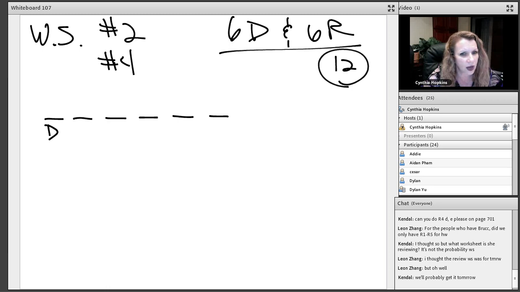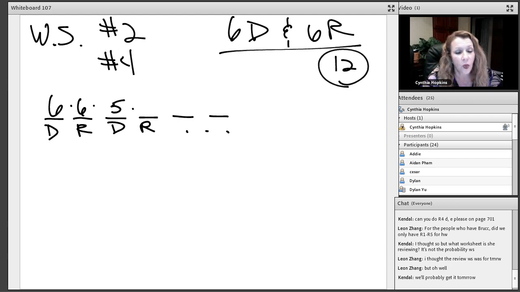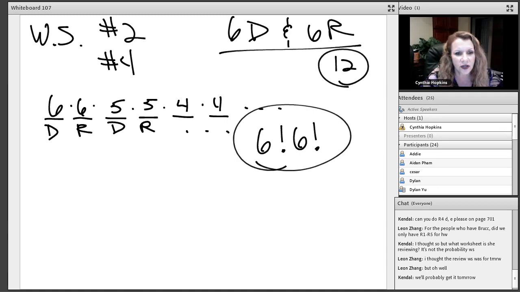Okay, so I'm not going to draw out 12 lines, but let me just start it. So if we start with a Democrat and then go Republican, Democrat, Republican, etc. Okay, there are 6 Democrats who could be in the first spot, and then 6 Republicans who could be in the second spot. Once one of each of those have been placed, now there's only 5 Democrats and then 5 Republicans, and then 4 and 4 and 3, etc. Okay, so do you agree this is 6 factorial times 6 factorial? Okay, many of you put that as the answer.